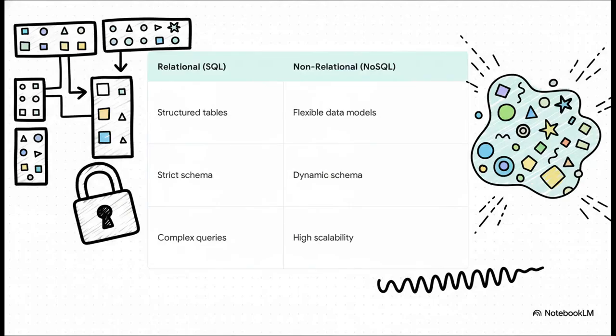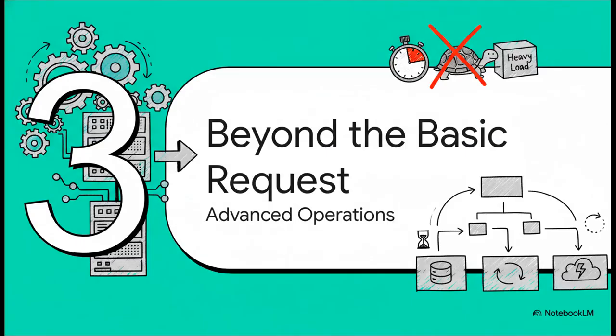Sooner or later, that request is probably going to need to talk to a database, which is really the application's long-term memory. And as you can see here, you've got two main flavors. You have relational SQL databases with their super structured tables and strict rules, and then you have non-relational NoSQL databases, which are much more flexible. SQL is fantastic for complex queries on data that's all interconnected, while NoSQL is usually built for massive scale and less structured data.